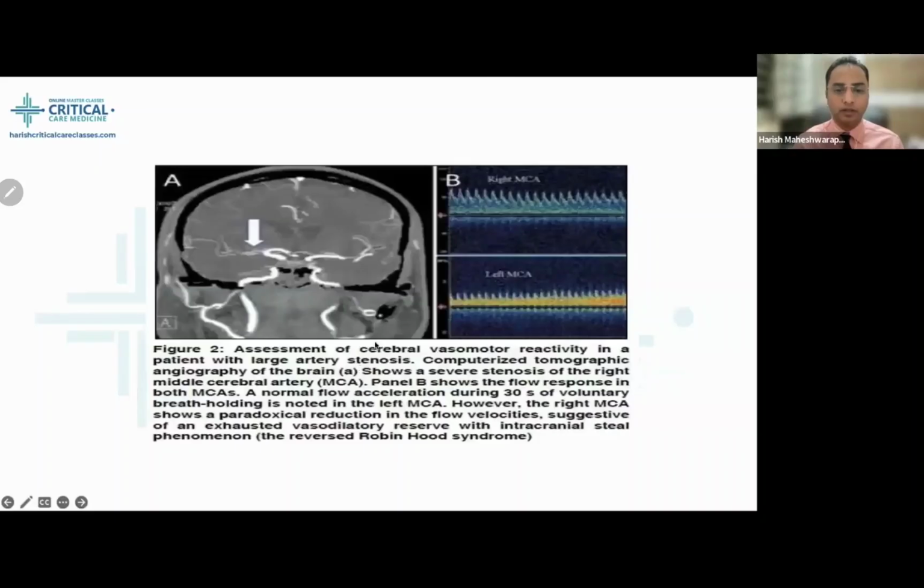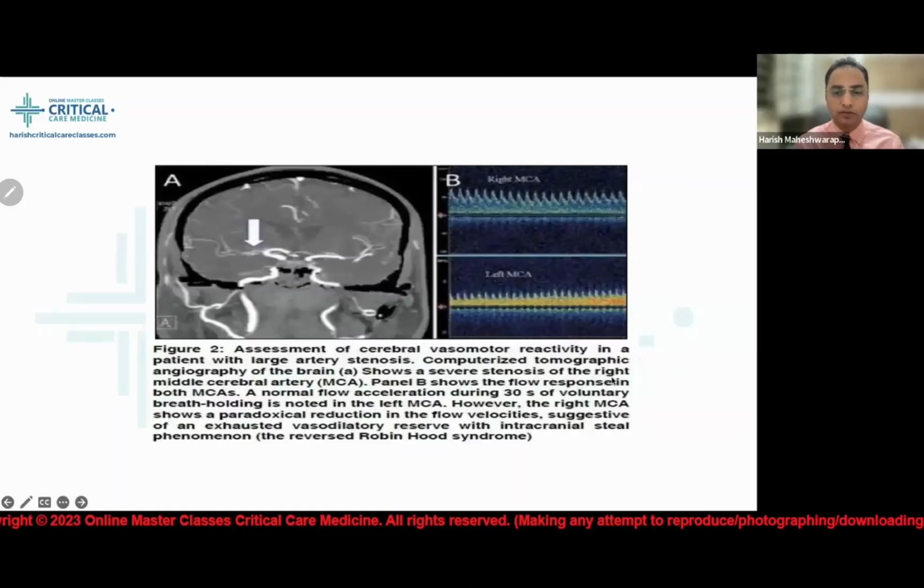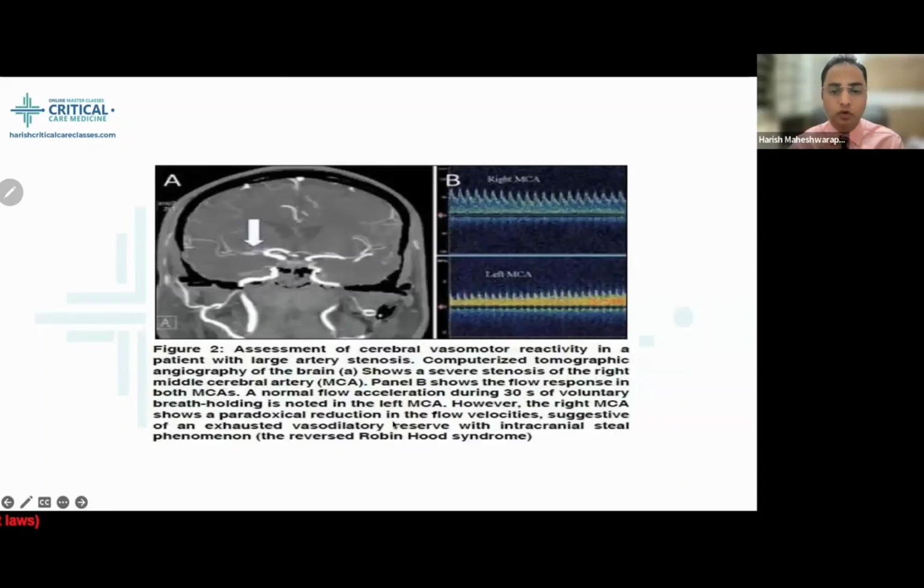So this is the figure, the assessment of cerebral vasomotor reactivity in a patient with a large MCA stenosis. This is the CT angio of the brain, which shows a severe stenosis of the right middle cerebral artery. So it is severe stenosis here. Panel B shows the flow response in both MCAs. A normal flow acceleration during 30 seconds of voluntary breath holding is noted in the left MCA. So this is the normal appearance in the left MCA after 30-second breath holding.